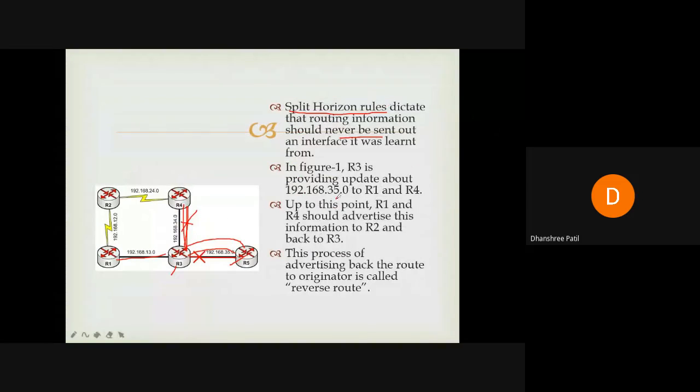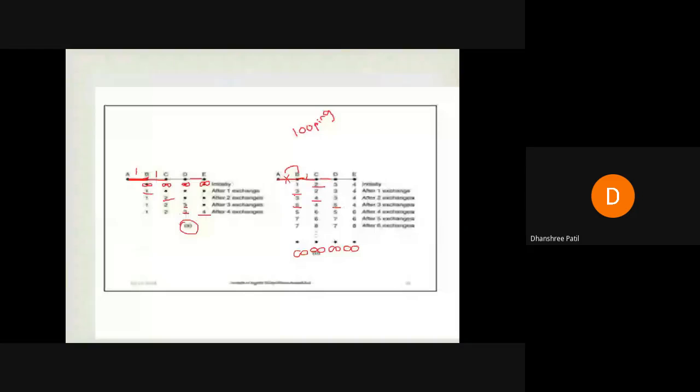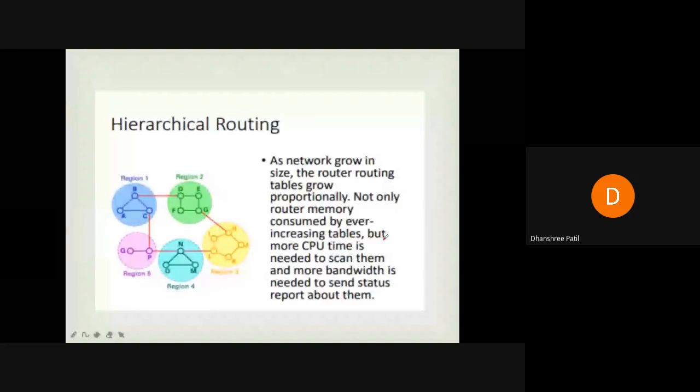Okay, so this is the way we can avoid looping in the distance vector routing algorithm. Okay, I hope this algorithm is clear. Any doubt? Okay, I hope it is clear. So let's move to the next algorithm, that is the hierarchical routing algorithm.